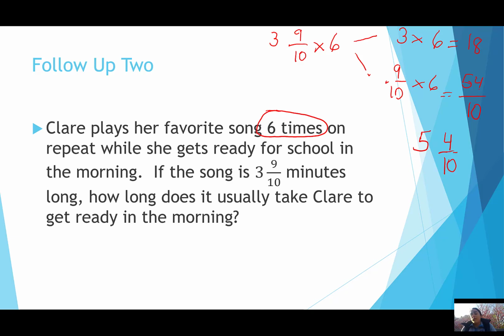left over. So if I add the parts, 18 plus 5 gives me 23 wholes and 4/10 left over. So how long does it usually take Claire to get ready in the morning? 23 minutes and 4/10 of a minute. You could also reduce 4/10 by dividing by 2 and you would get 2/5, or 23 2/5 of a minute.